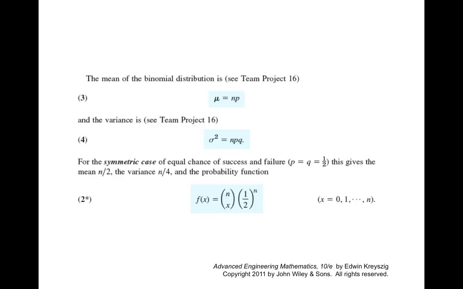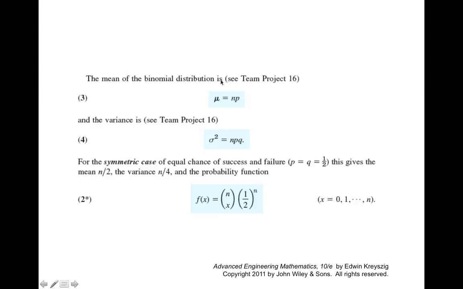So we can find the mean of a binomial distribution as n times p, and the variance as n times p times q. Now, if p is equal to q is equal to 1/2, we get a mean of n over 2, and we get a variance of n over 4, and the probability function reduces to the permutation formula times 1/2 to the nth power, where n is the number of trials. So the binomial distribution can be useful.